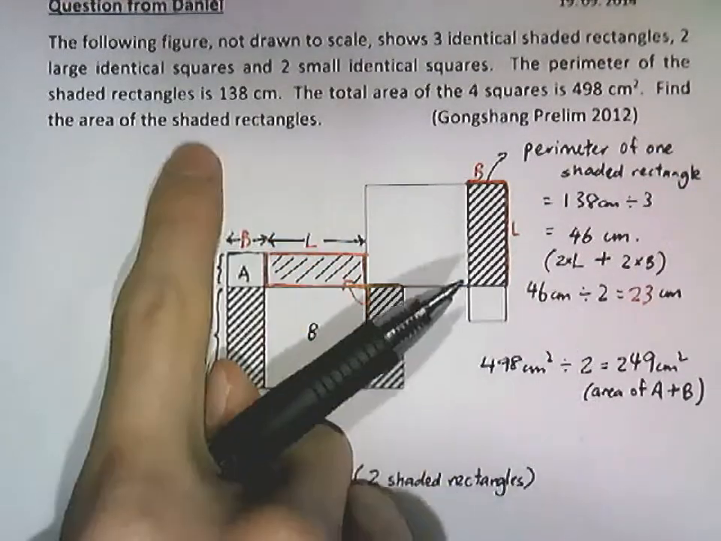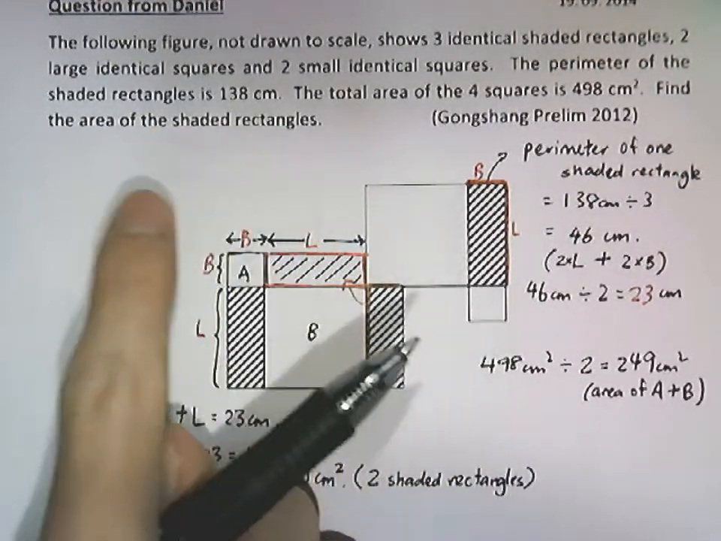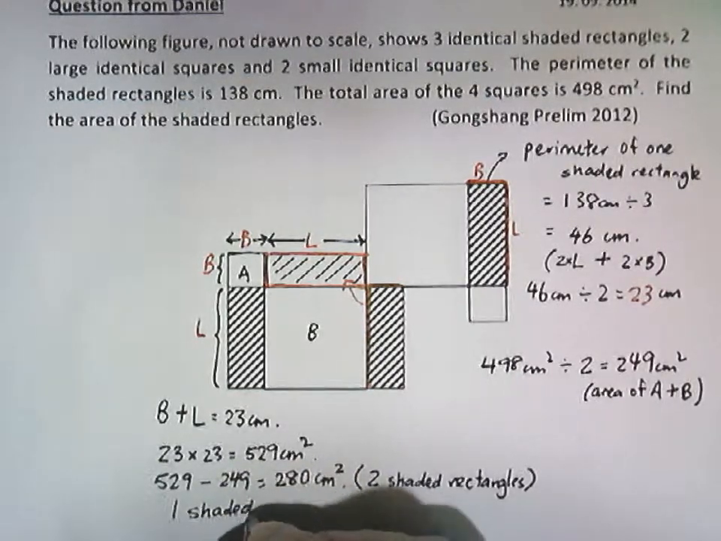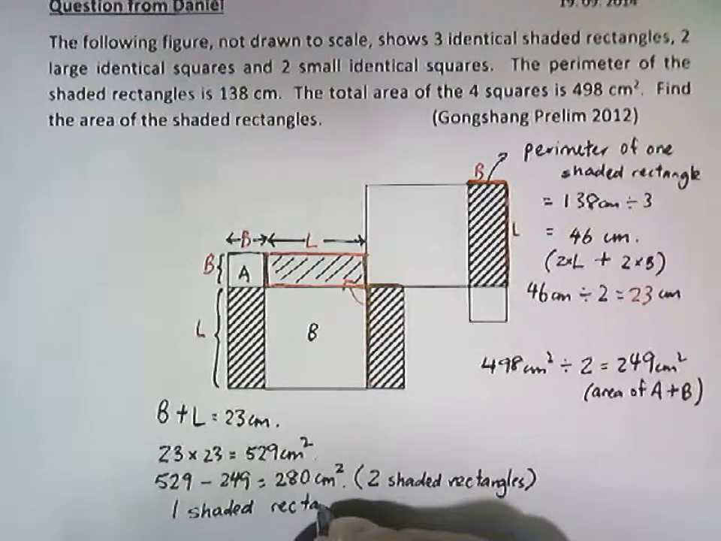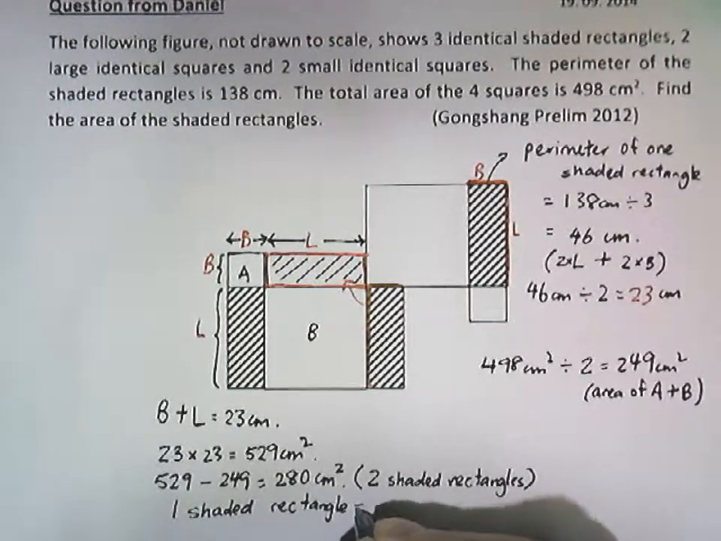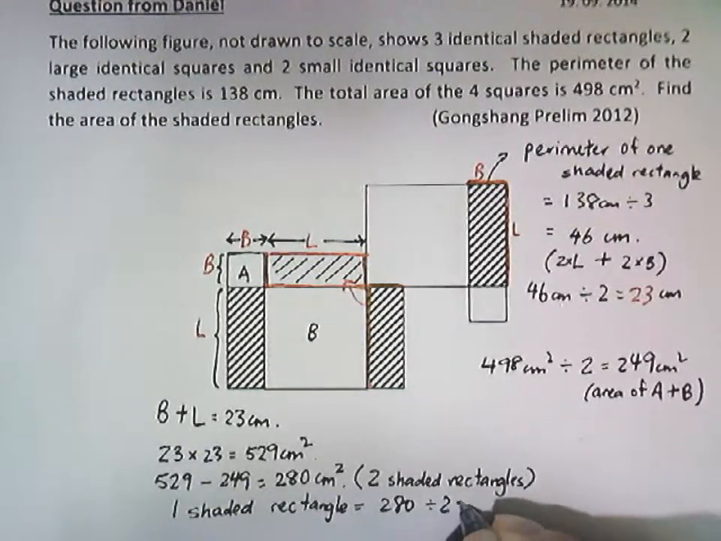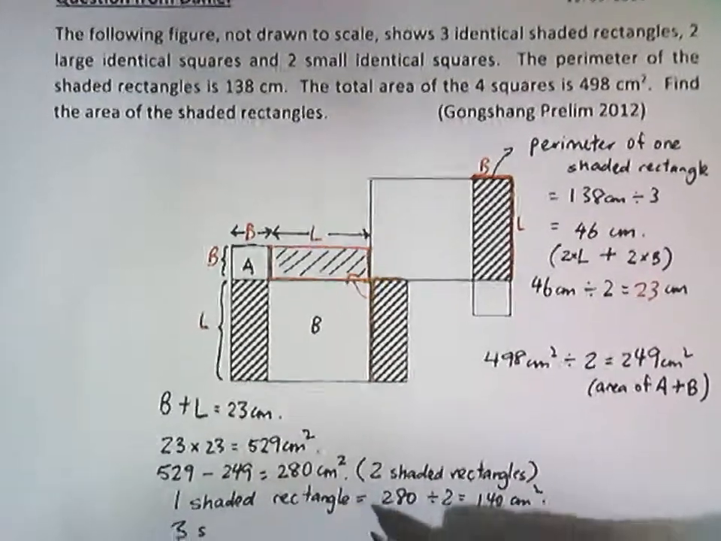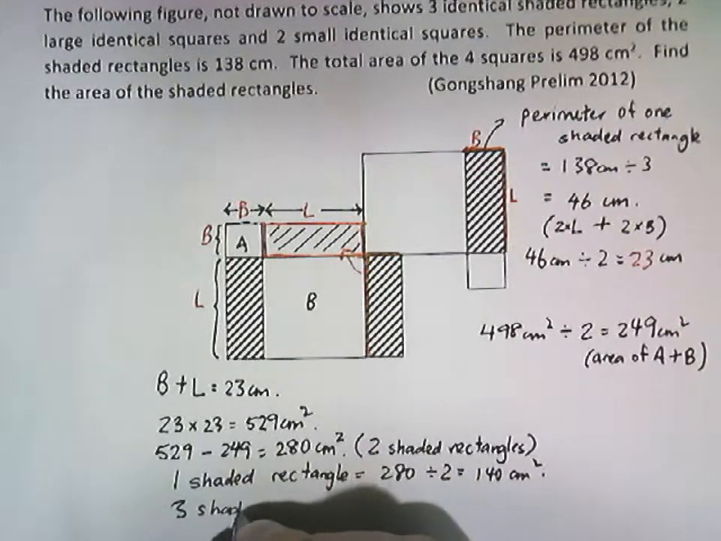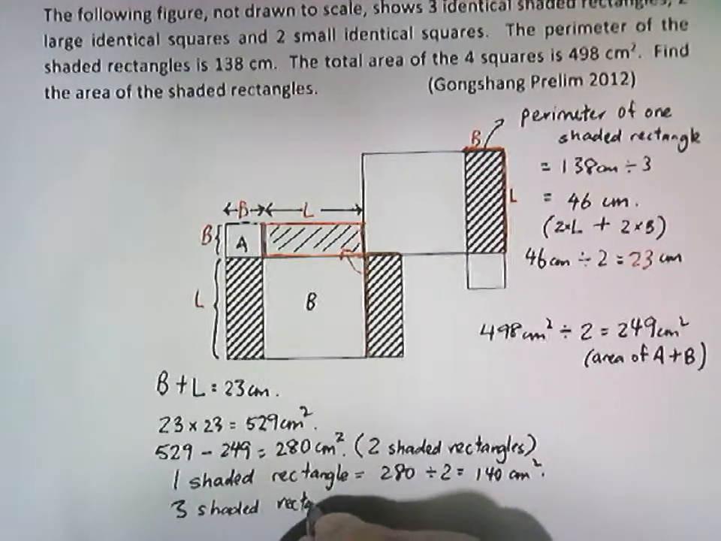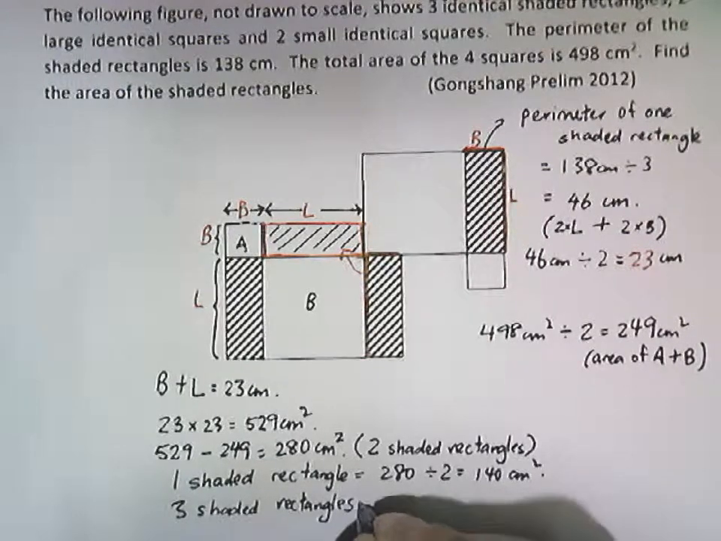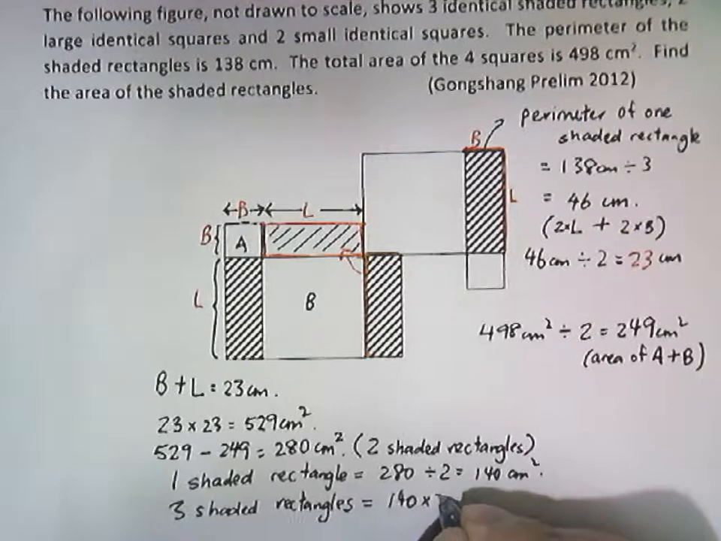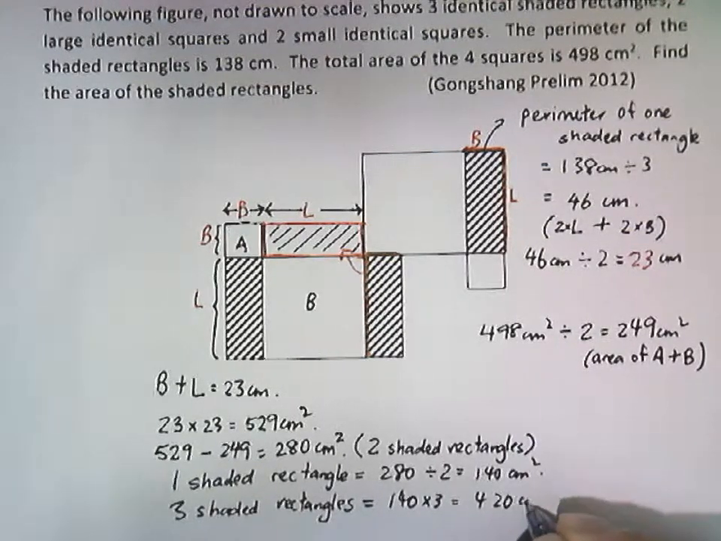The question asks for the three shaded rectangles all together. So we can find one shaded rectangle, which is 140 cm square. Then simply take the answer times 3 to find all three shaded rectangles, which is 420 centimeters square.